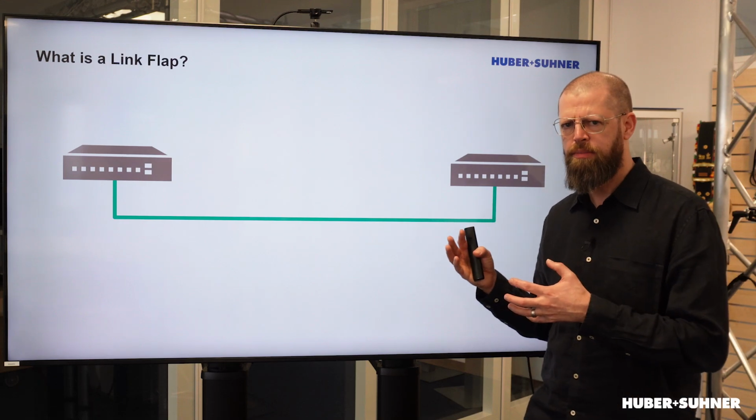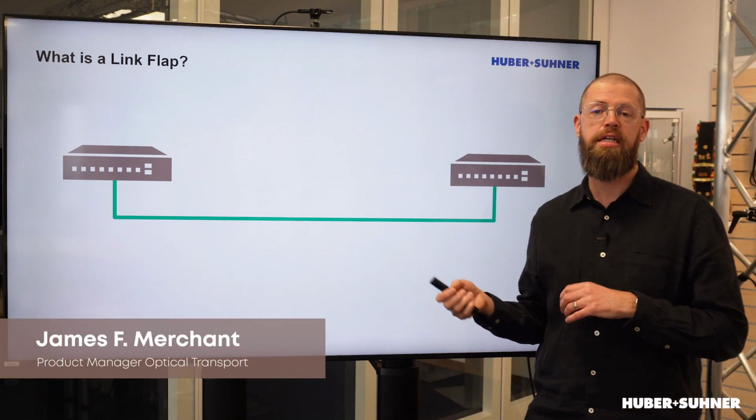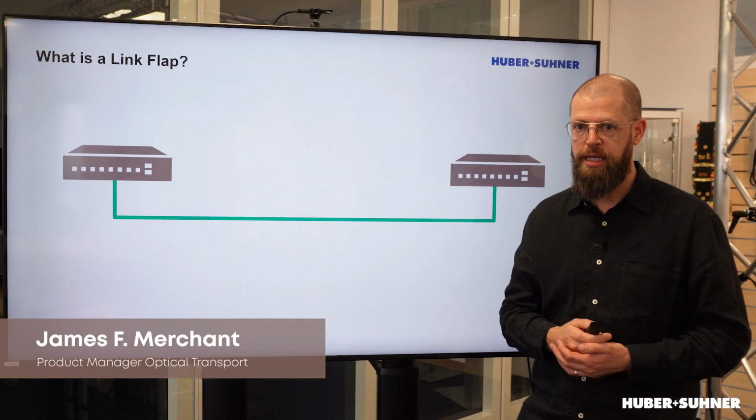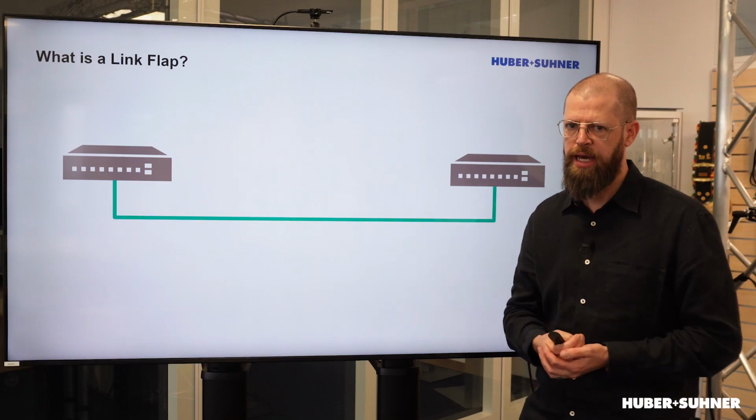So what is a link flap? Simply said, a link flap is a network connection that transitions between the up and down state. In other words, it disconnects, reconnects, and maybe does that over and over again.